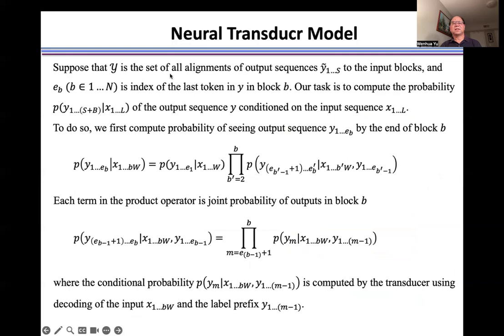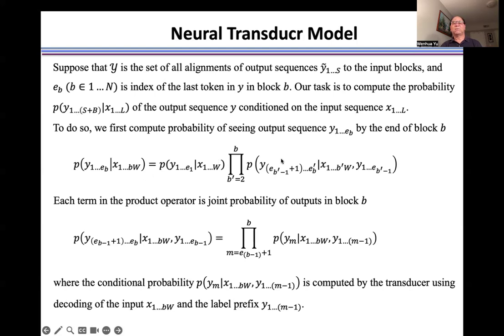Suppose that Y is the set of all alignments of output sequences Y from 1 to Y_S to the input blocks, and e_B is the index of the last token in Y in block B. Our task is to compute the probability P of the output sequence Y conditioned on the input sequence X. To do so, we first compute the probability of seeing output sequence Y by the end of block B here.